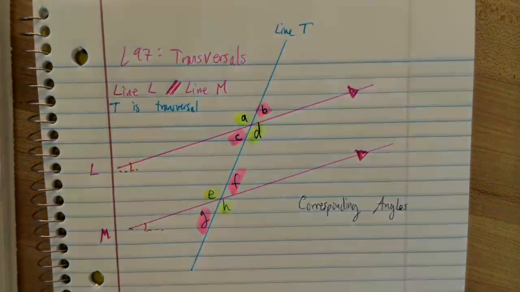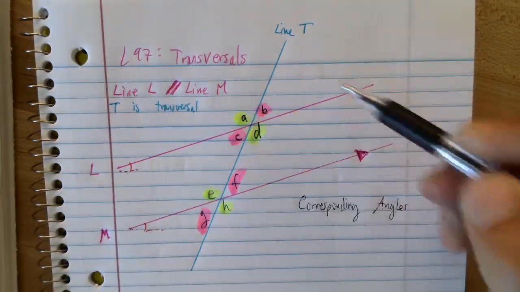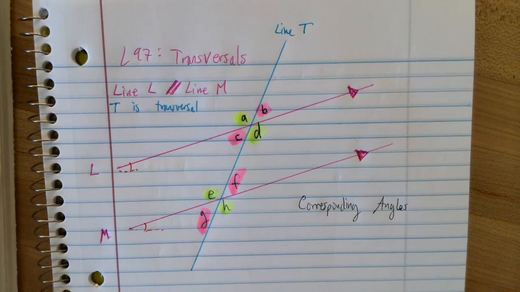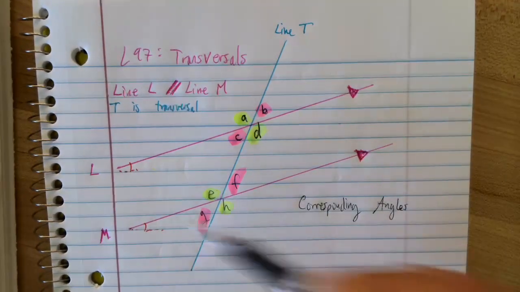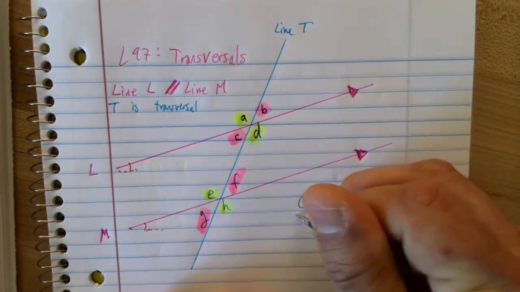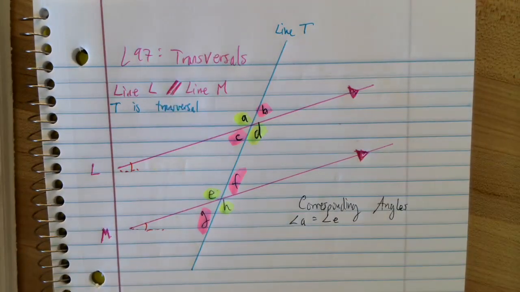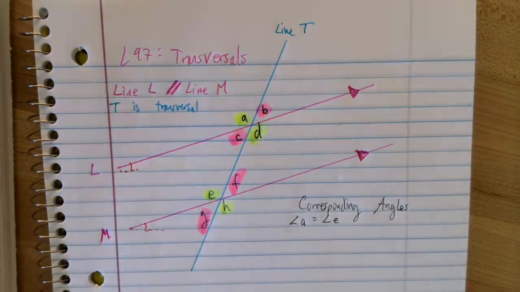I want to draw your attention to, if I said the upper left angle in this intersection, what would you say? The upper left. A. What is the upper left of this intersection? E. Left and right. That's a problem that you need to work on. Okay, so angles A and E correspond because they're both upper left. And because the lines are parallel, they're actually equal.